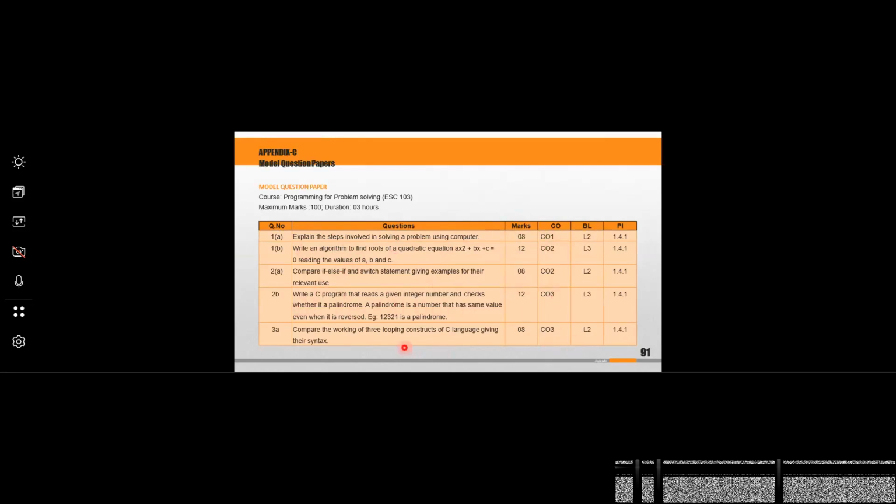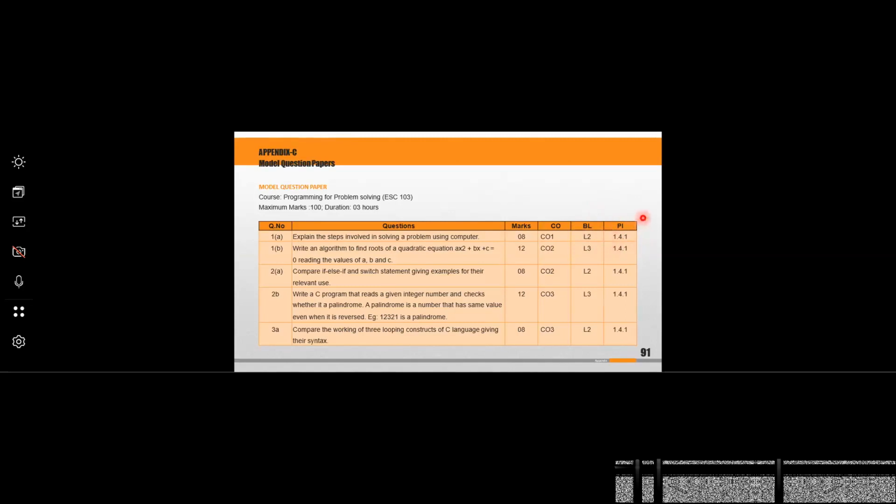And so on. Now you can see the third column, that is BL, Bloom's taxonomy. See, what I said, explain is in either Bloom's taxonomy level 2 or level 3, right? So this particular question 1A using the verb explain comes under Bloom's taxonomy level 2. Okay. Now, for this Bloom's taxonomy level 2, we have a program indicator. Okay, PI, program indicator 1.4.1.